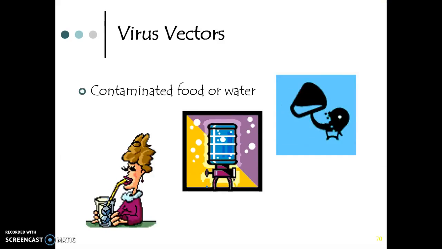Another way that viruses can travel is by contaminated food or water. That's why they say it's important for you to always boil your water in third world countries, to try to make those viral particles fall apart. Because remember, it's a protein coat. So if they get hot enough, their proteins will denature, and so they will no longer be able to infect you.